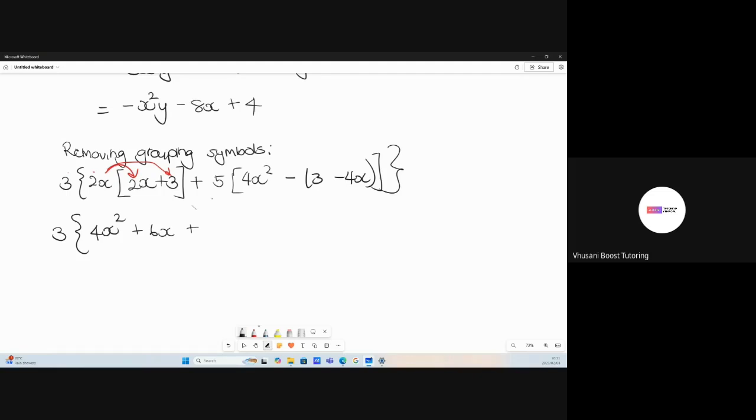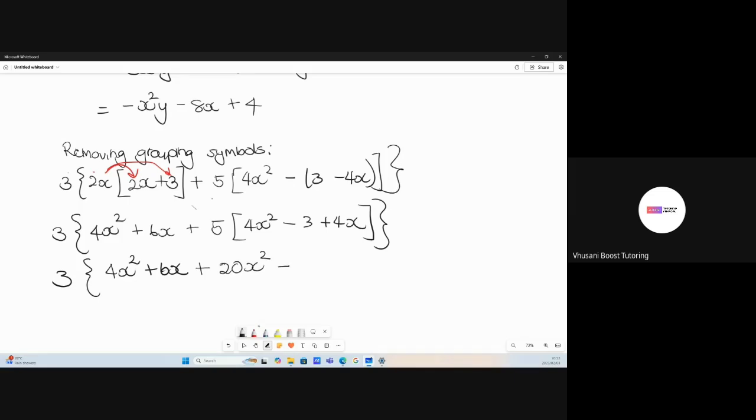Before I do that, let me first multiply the negative inside. So I will leave the 5 on the outside, and then I will say 4x squared minus 3 plus 4x, so that it looks more comfortable to the eye. So 3 multiplied by 4x squared plus 6x. Then now I can multiply the 5 inside. So this will leave us with 20x squared minus 15 plus 20x.